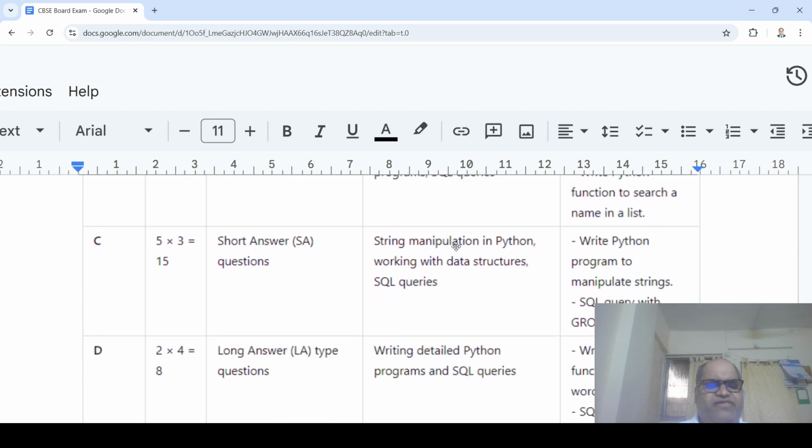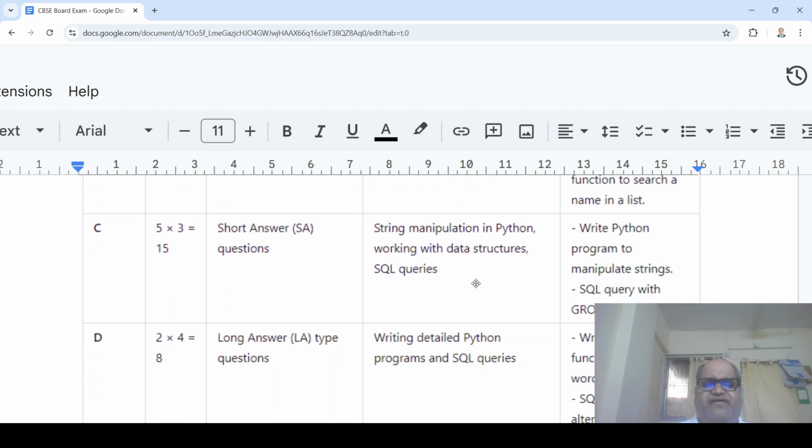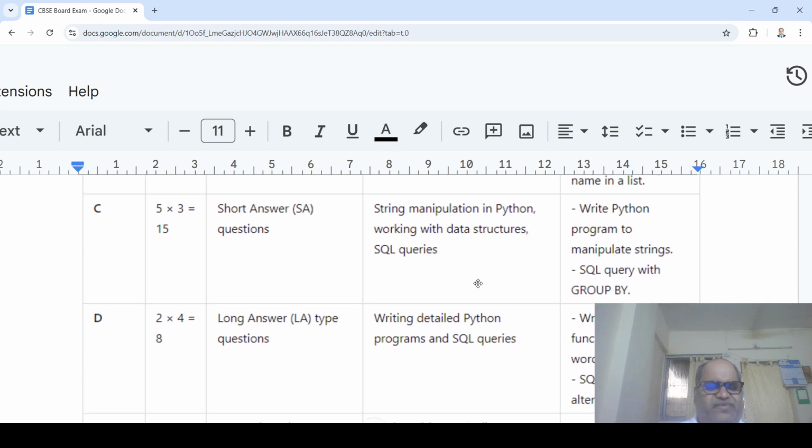Then short answer questions. About Python code, there are string manipulation related questions, so mostly about manipulating strings in some way or the other. We'll see some examples of that. And then working with other data structures as per your course syllabus, as well as SQL queries. So these are broadly what you can expect in your exams. And I think group I was the one in SQL query that was tested more often than other topics.